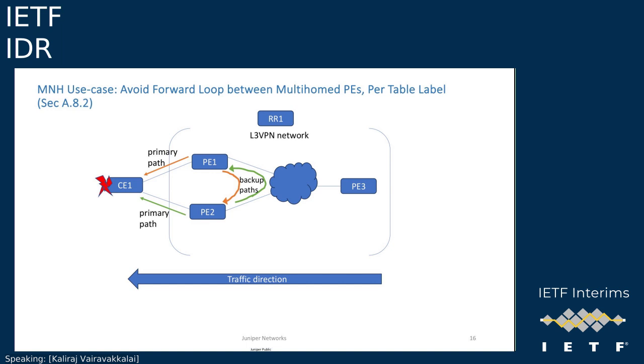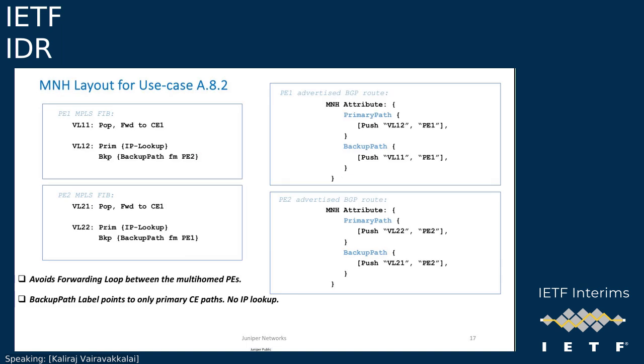But let's say CE1 goes down, then it will obviously have a forwarding loop between PE1 and PE2 until the global convergence completes, because the IP lookup at PE1 will point towards PE2, the IP lookup on the backup traffic, the repair traffic. So even in this case, we can use MNH to make sure that the backup path does not turn back. The primary path traffic will do an IP lookup, and the backup path, whatever label it inserts, will just go to the CE. It will not loop back to the core. So this avoids the forwarding loop. Just an additional use case that was added to the draft.